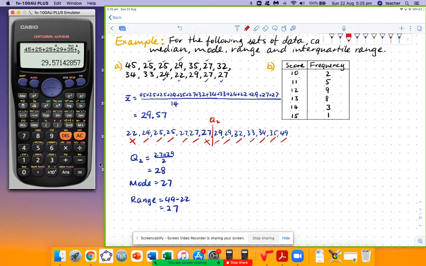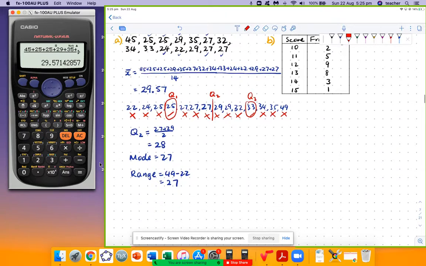So I'm going to cross them off one at a time. And we can see that this value here is in the middle. So that's going to be Q1. I'm going to do the same at the top. And so we've got Q3 is 33. So that means our interquartile range, or IQR, is 33 minus 25. Well, that's going to be 8. So those are the values that we have for mean, median, mode, range, and interquartile range for this set of data.